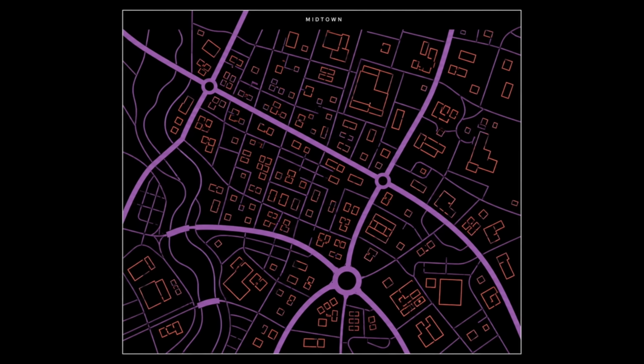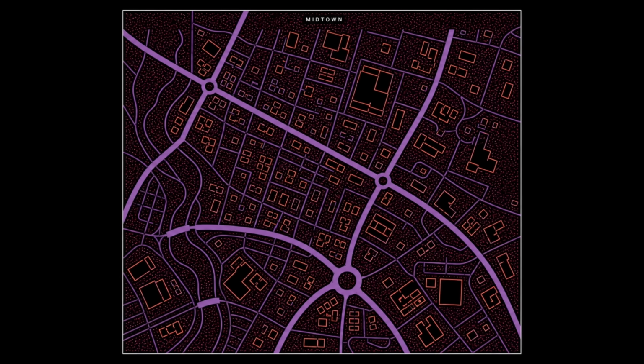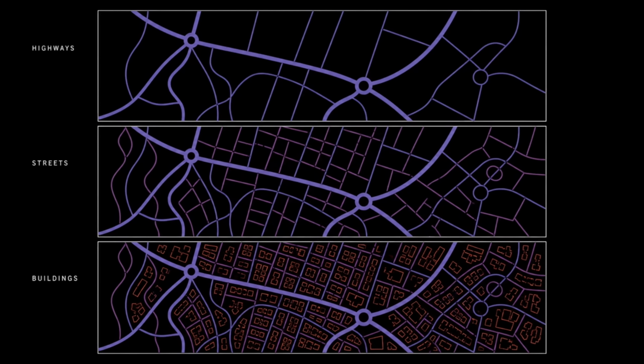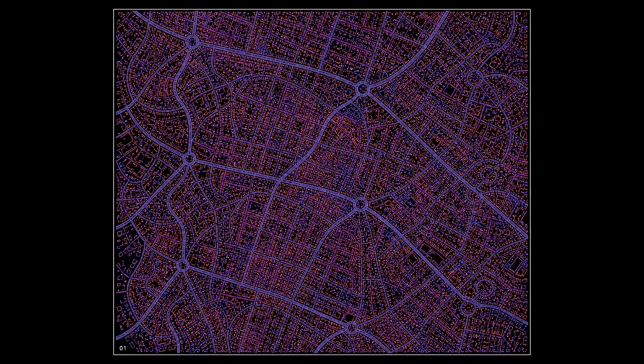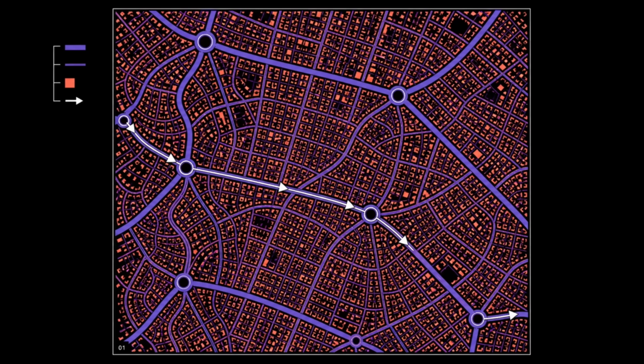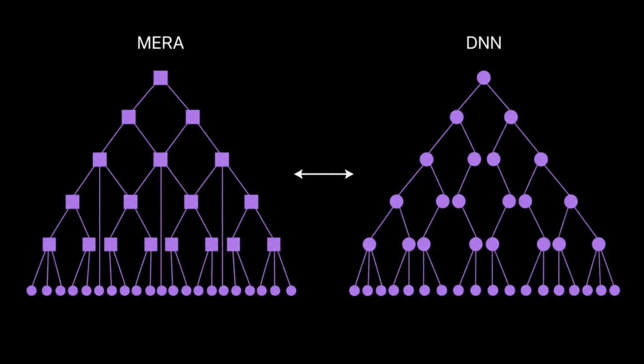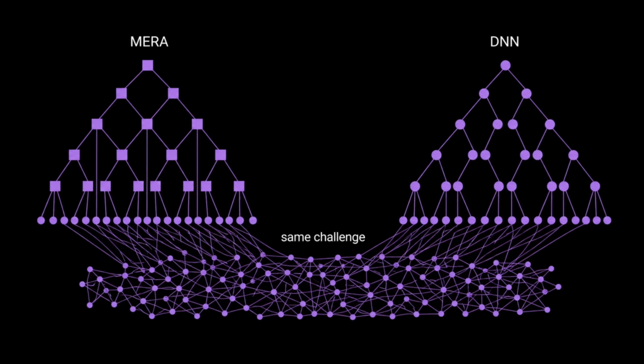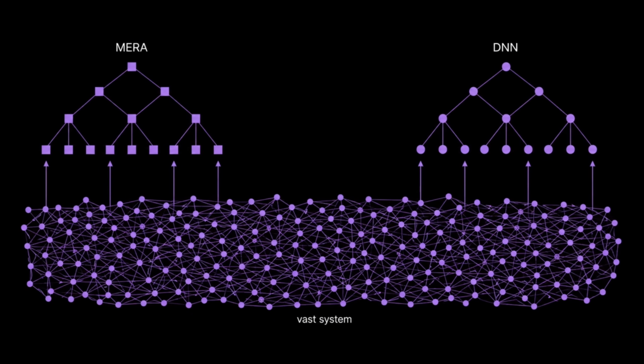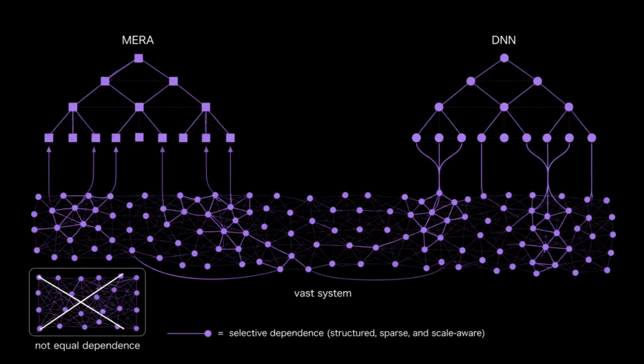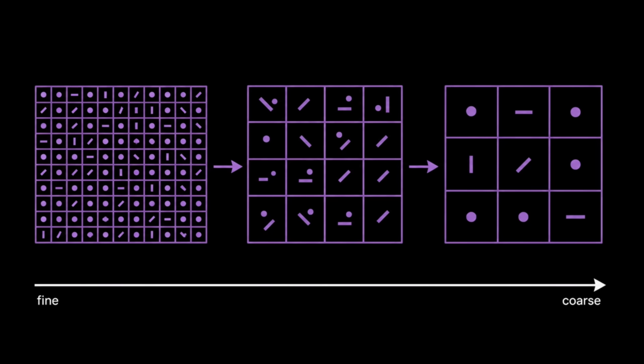A good map works the same way. It doesn't store every blade of grass. It stores highways at one scale, streets at another, building footprints at another. If you dumped every detail onto one flat page, the result would be useless. Structure makes information navigable. And what's remarkable is that a MERA-style physics framework resembles deep neural network architecture, as both address a similar challenge: how to efficiently represent a vast, highly interconnected system without implying that everything depends equally on everything else. Then comes the twist.